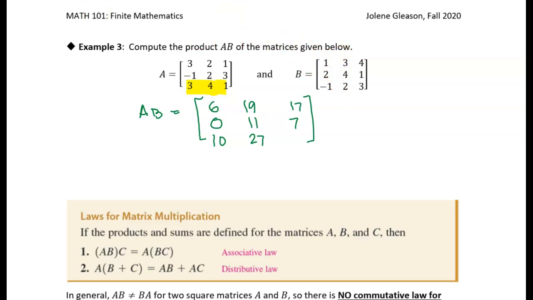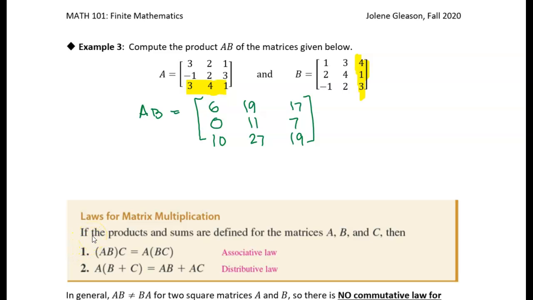All right, one more element to go. We're going to do third row, third column. So we have 3 times 4 is 12. Plus 4 is 16. Plus 3 is 19. So 19. And there you go. There is the product of A and B.